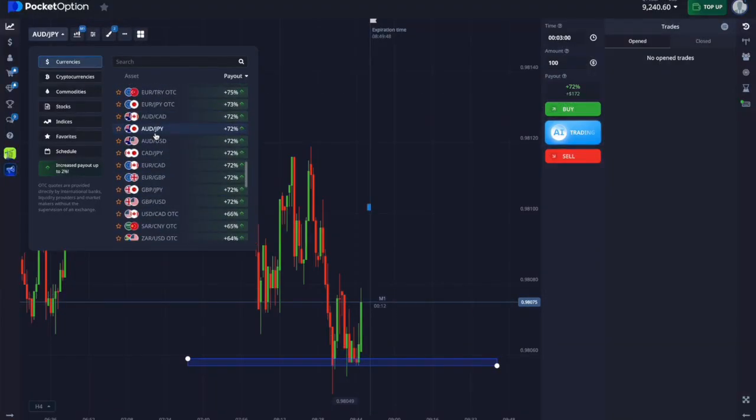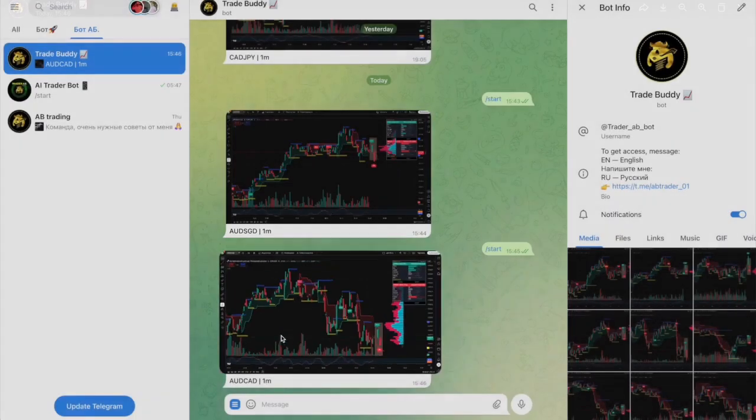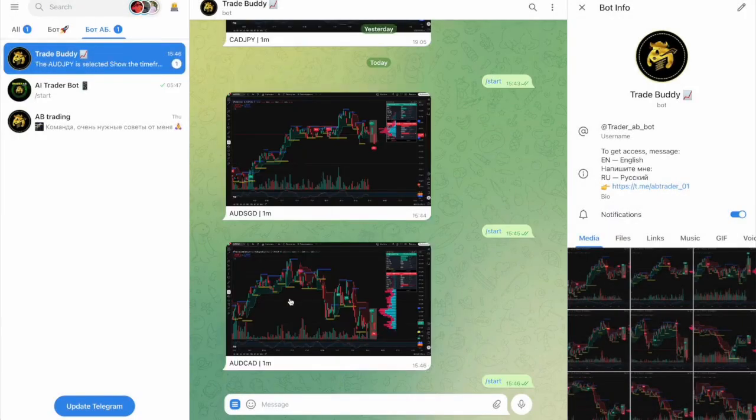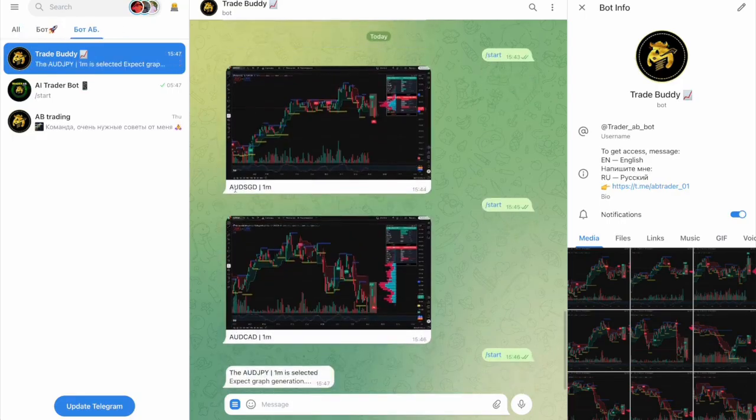I'm looking for the next one, Australian dollar, Japanese yen. Same thing, I request the currency pair from the bot, and let's see if we can enter or not. Australian dollar, Japanese yen. Waiting for the M1 time frame. You can do it a little differently. You can first check the bot and then make a decision based on that. That's also an option. Everyone should trade in the way that's most comfortable for them.